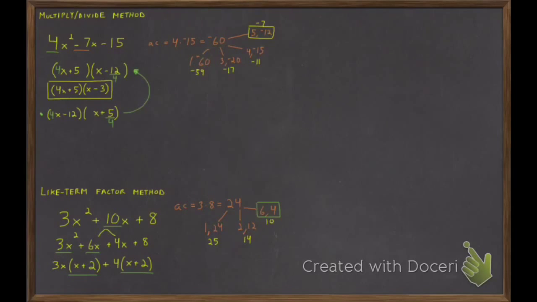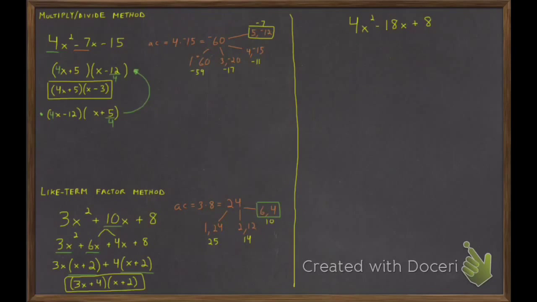And that simpler form is, since we see that 3x has to be distributed into that parentheses, and the 4 needs to be distributed into the parentheses, and both those parentheses are the same, we can rewrite this as 3x plus 4 in parentheses and x plus 2 in parentheses. It's still a double distribution. However, this is now in a simpler form. And that's how you do the like term factor method.